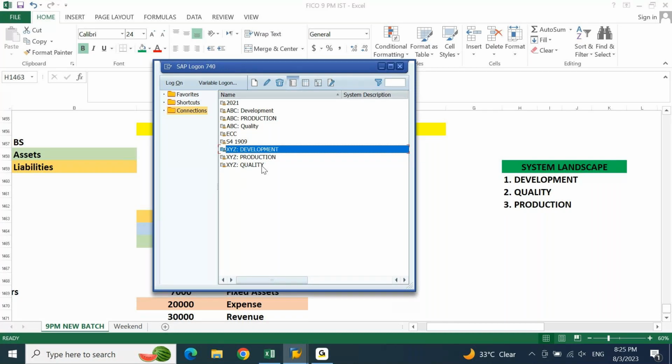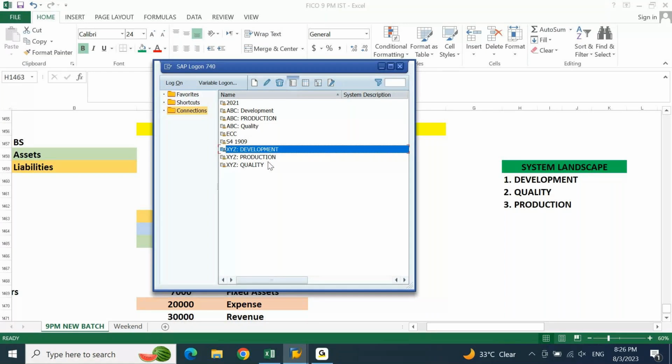Somebody says log into development system, somebody says log into development server, somebody says log into development client, somebody will tell only log into development. So you should not get confused between client, server, system, development. Everybody is referring to the same point. When you look at the system, you will have development, quality, production. Now you need to have a clarity where you need to log in. Now everything is related to same client.